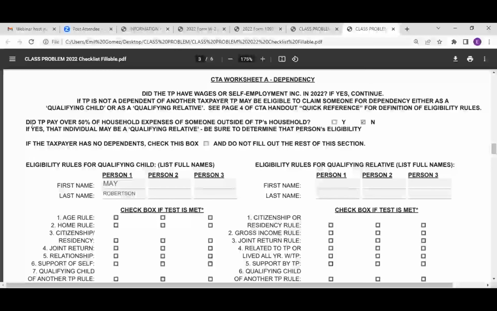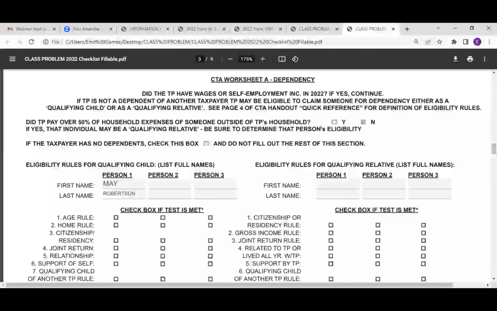What does it say here towards the top? Did the taxpayer pay over 50% of the household expenses of someone outside of the taxpayer's household? In this case, the answer is no. But we're asking this in the case of, say, April's parents. Again, they might not live with the taxpayer, but may qualify as a qualifying relative. Remember those rules, guys? Qualifying relatives need not live with the taxpayer. But then there's, of course, all the other tests of qualifying relatives, right? That's why we're asking this question here.